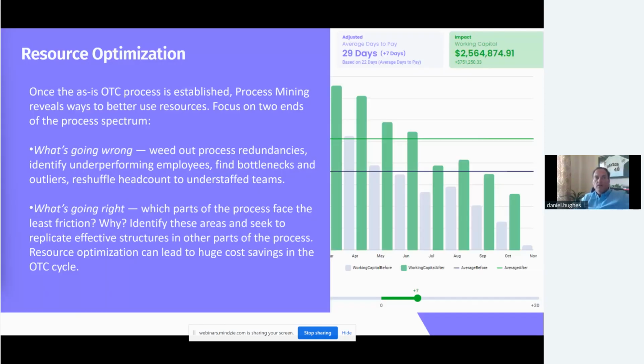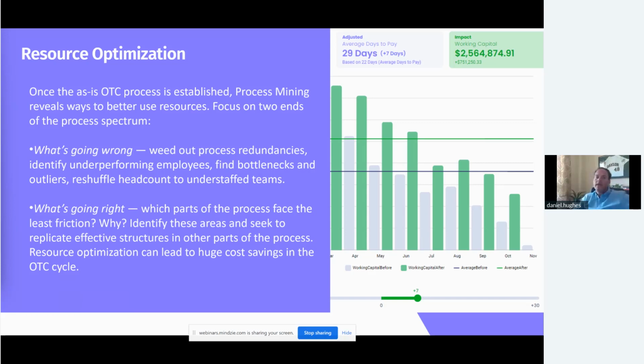We talked a little bit about resource optimization, but the way people do their job is really important. And the way you assign resources to the task in your process is one of the key drivers of your process efficiency and optimization. So process mining in order to cash can focus on two places. Focus on what's going wrong in the process, identify redundancies or underperforming employees, find all those bottlenecks, and allow you to reshuffle the headcount from one place to another to improve those bottlenecks.